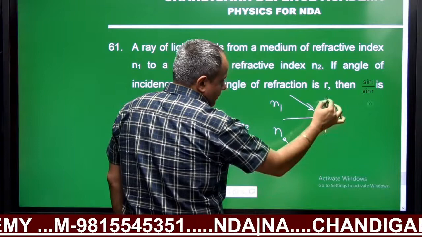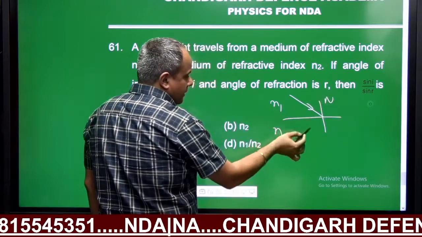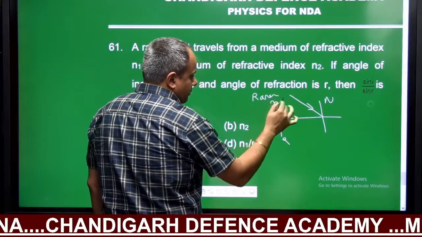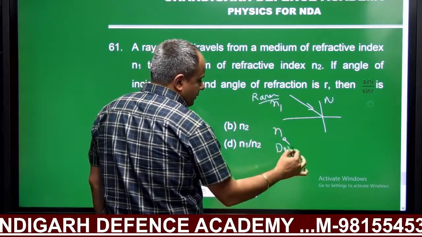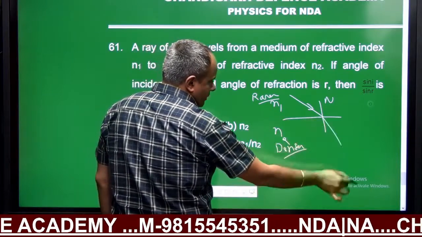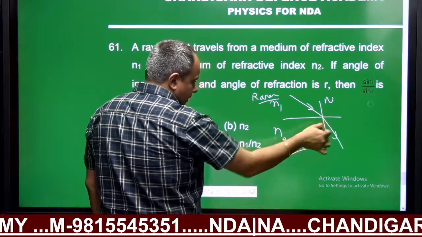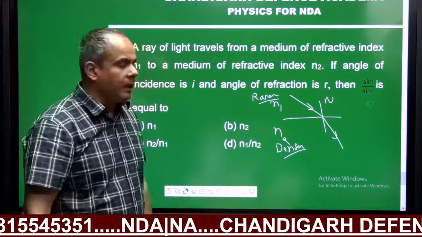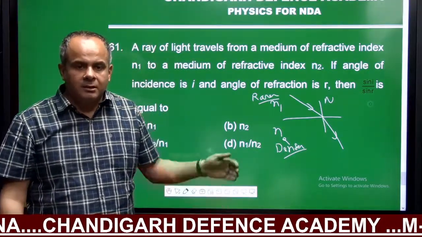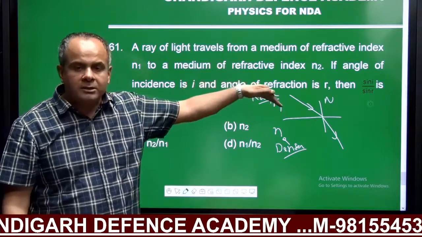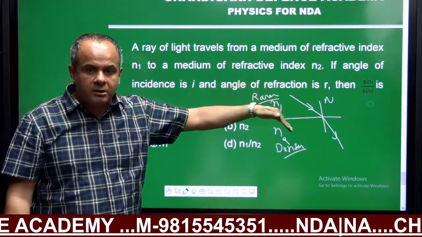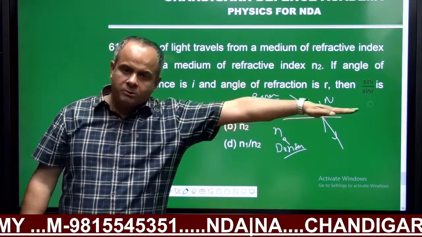This is the normal. Suppose it is going from rarer to denser. It is going to the denser medium. Rarer to denser, it bends towards the normal. It will come this way. This should also be known. Basic questions on this keep coming. If a ray of light moves from rarer to denser, it bends towards the normal. If it was going from denser to rarer, it will go away from the normal. It will go that way.